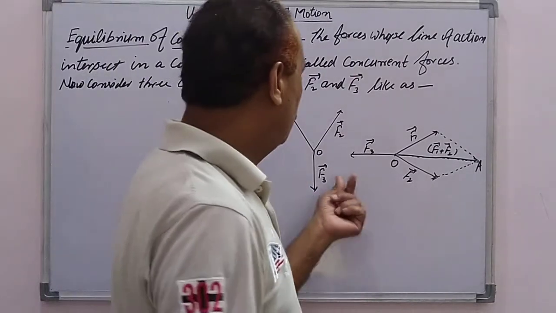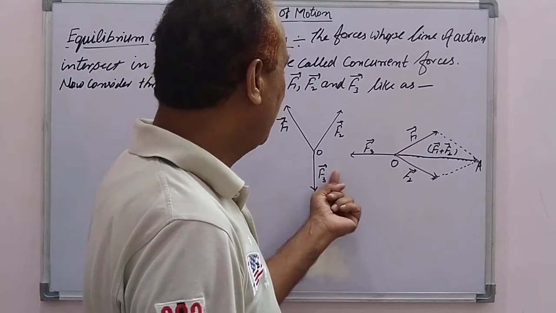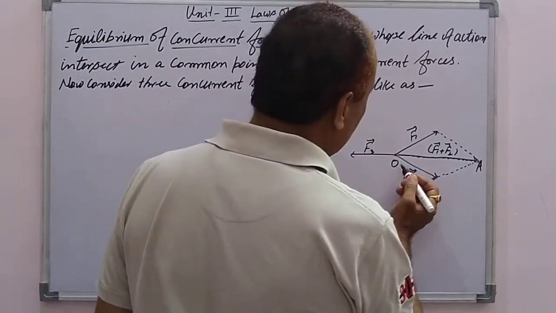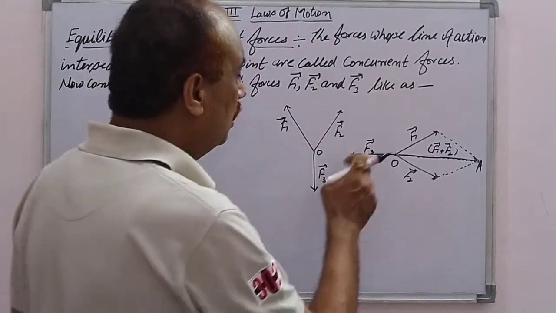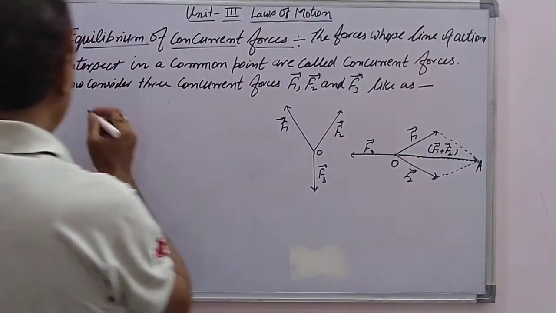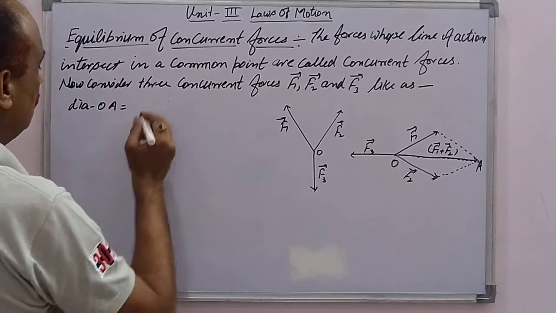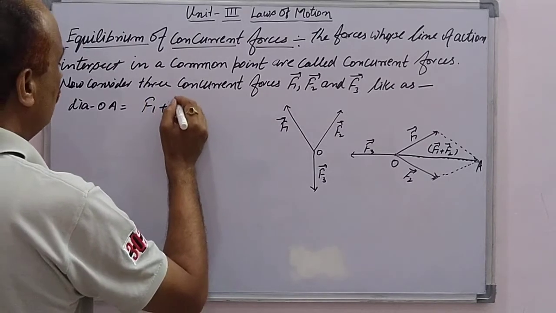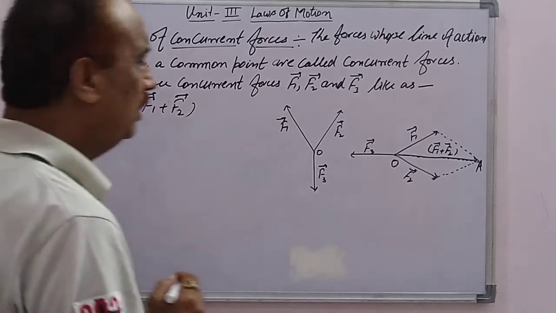Now we have to draw the diagram like this. F1 force and F2 force are both acting at the point O. F3 force is acting in the other direction. When we complete the parallelogram, the diagonal OA gives the resultant of the forces F1 and F2, and that is equal to F1 plus F2, which is the length of the diagonal.